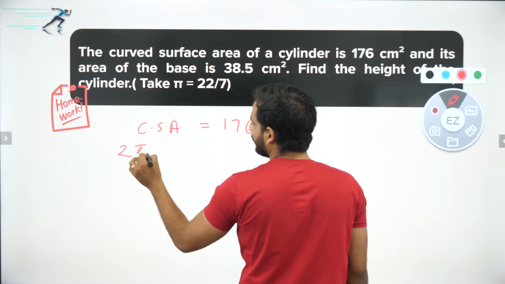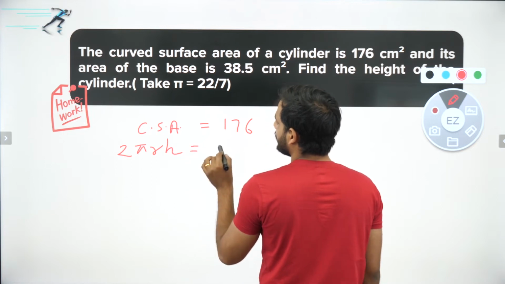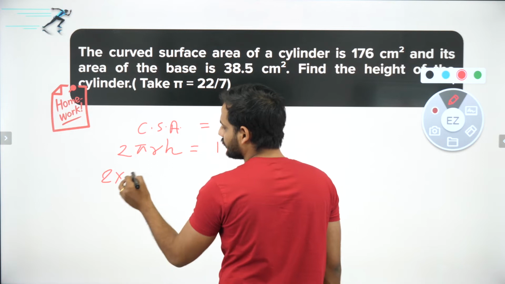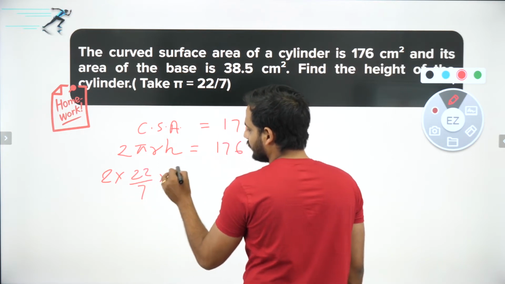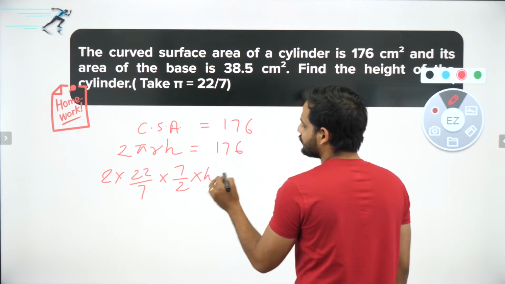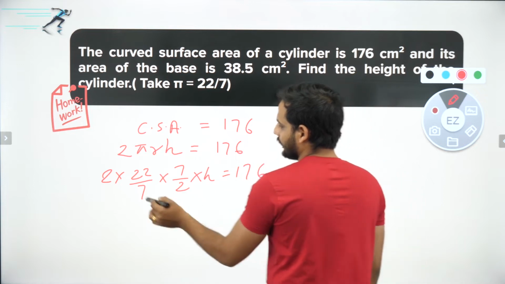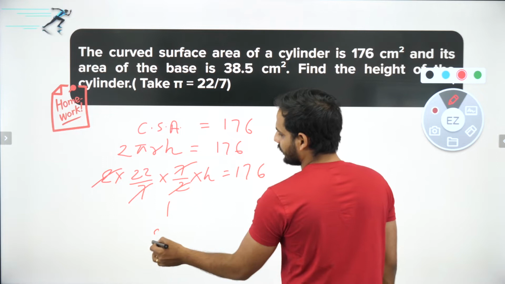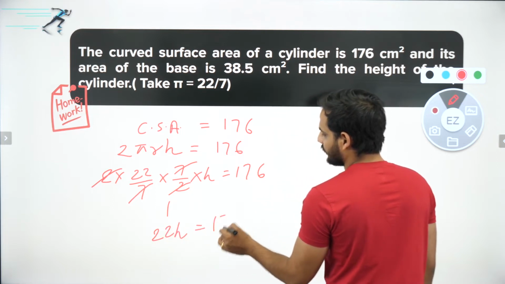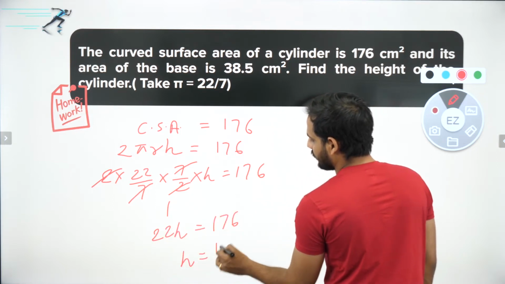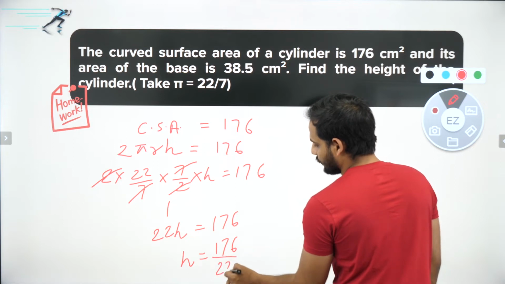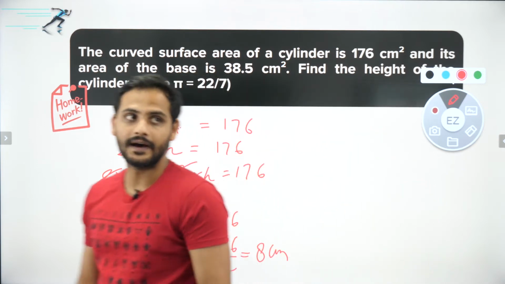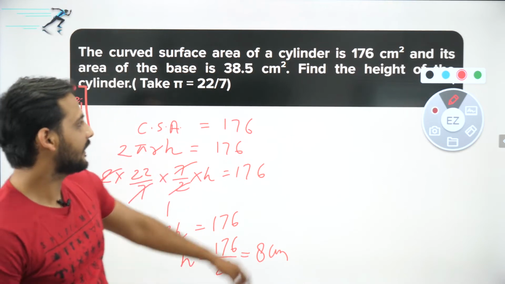CSA is equal to 2 pi r h, which is equal to 176. r we now know is 7 by 2. So 2 into 22 by 7 into 7 by 2 into h is equal to 176. 7 and 7 cancel, 2 and 2 cancel. So you are getting 22h is equal to 176. That means h is equal to 176 by 22, which means 8 centimeter. So the height of the cylinder is 8 centimeters.